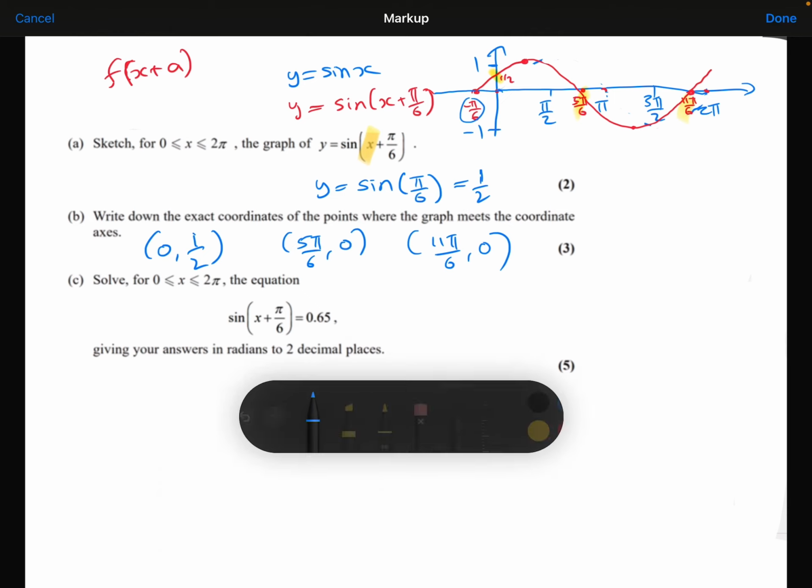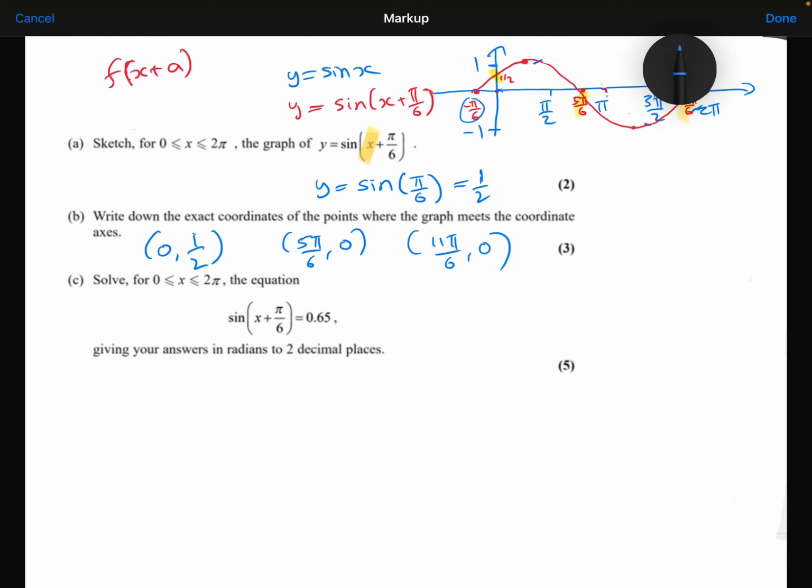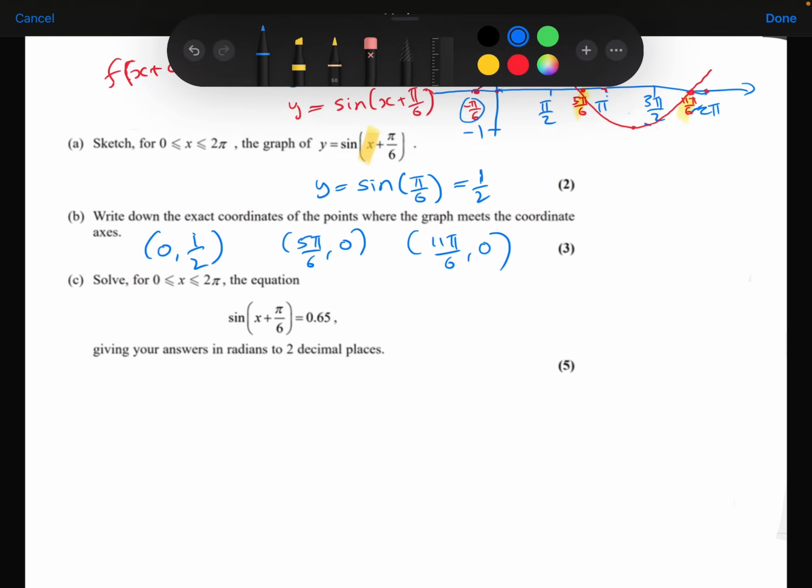And then finally part C. Solve between 0 and 2 pi the equation sine of x plus pi over 6 is equal to 0.65. So we don't need to do any rearranging. We can do sine inverse right at the beginning. Making sure your calculator is in radians now.